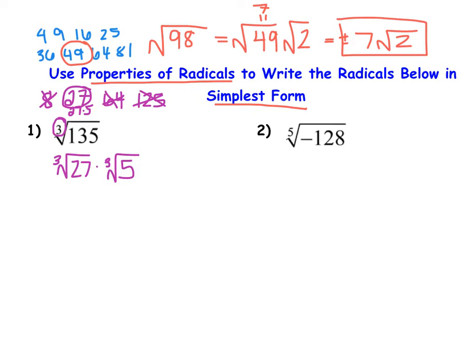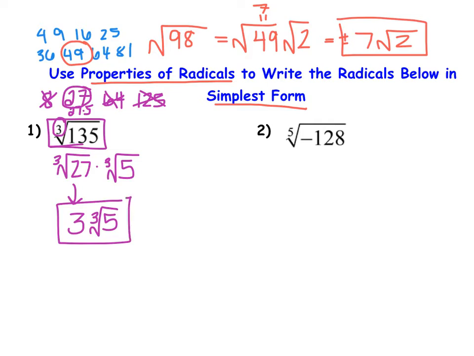From here, I know that the third root of 27 can be rewritten as 3, because 3 times 3 times 3 gives me 27. Notice that when I rewrite it as 3, the radical is gone. Then I get the third root of 5. So in its simplest form, the radical we started with is 3 times the cube root of 5.